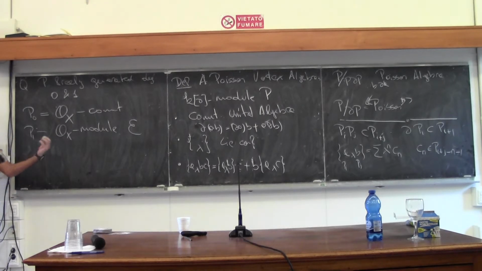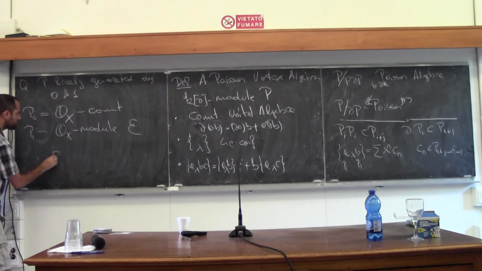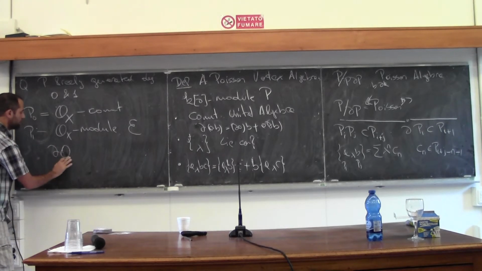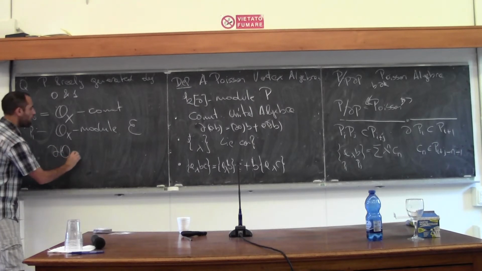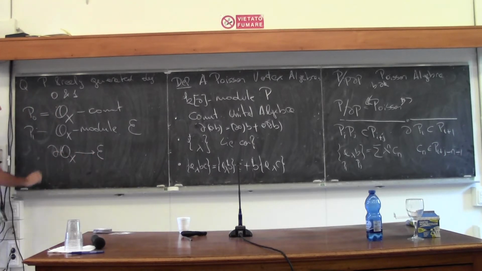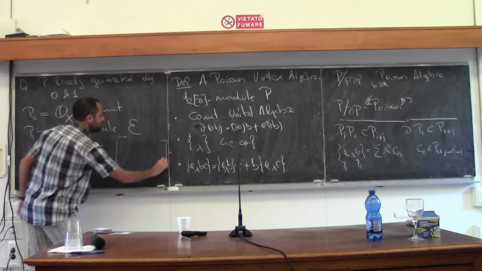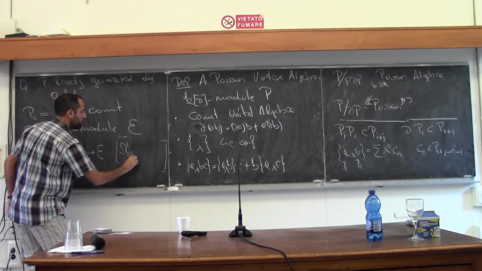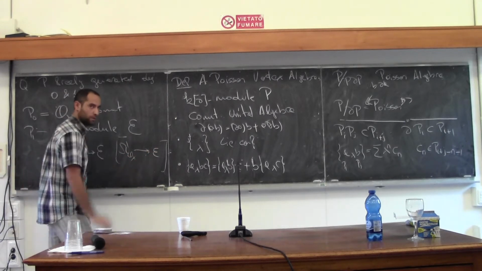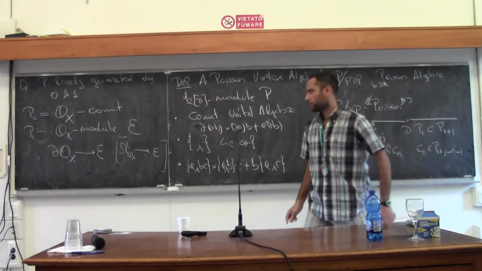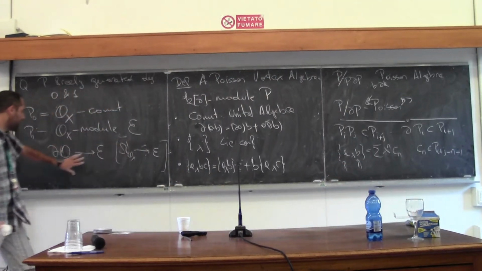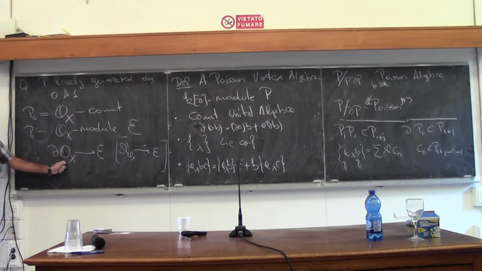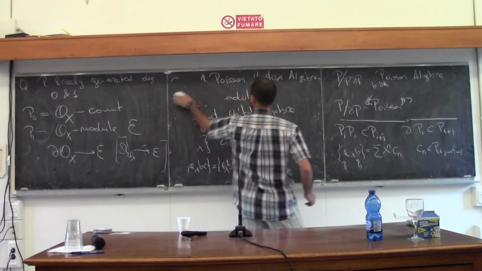The problem is that now we have a derivation that we didn't have before. So we have an extra piece of data, which is a derivation from O of X into E. So for the geometers, this should tell you that you have a map from omega 1 of this algebra OX into E. But you can forget about this. We have a derivation. So this means that del of AB is what? Del A times B plus A times del B.